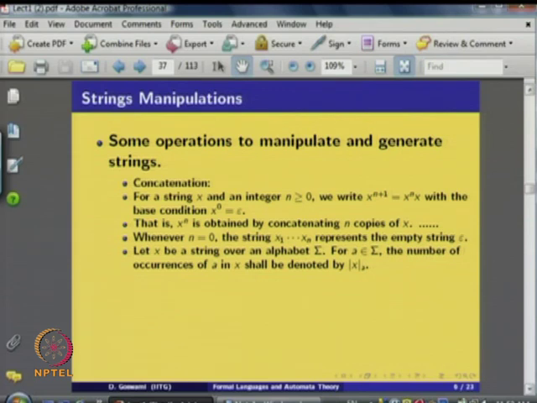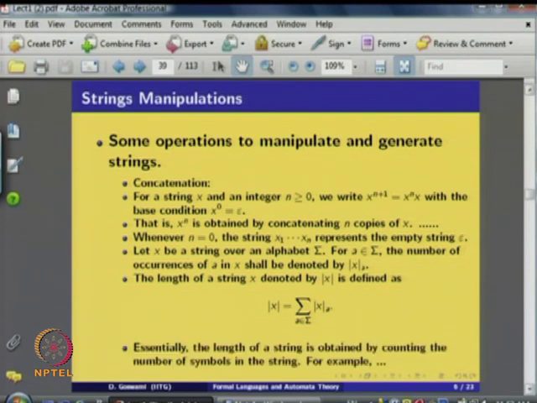Now, let x be a string over an alphabet sigma. For every symbol a belonging to sigma, the number of occurrences of a in x shall be denoted by modulus of x suffix a. And we denote the length of a string x as modulus of x, which is defined as the summation of the numbers of occurrences of all symbols in sigma. That is, the length of a string is obtained by counting the number of symbols in the string.